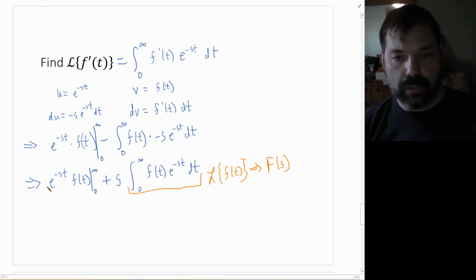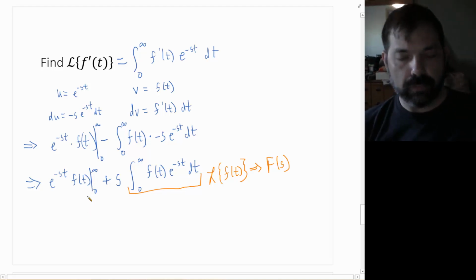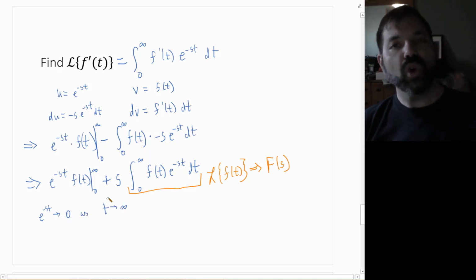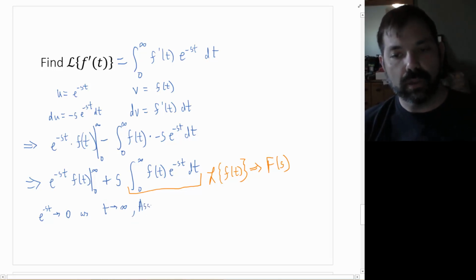Now, what about this other thing here? I've got e to the negative st f of t at infinity and e to the negative st f of t at 0. So here we have to be a little careful. We know that e to the negative st goes to 0 as t goes to infinity, but we don't know what the function f of t is. So what we're going to do is assume that f of t is of what's called exponential order.